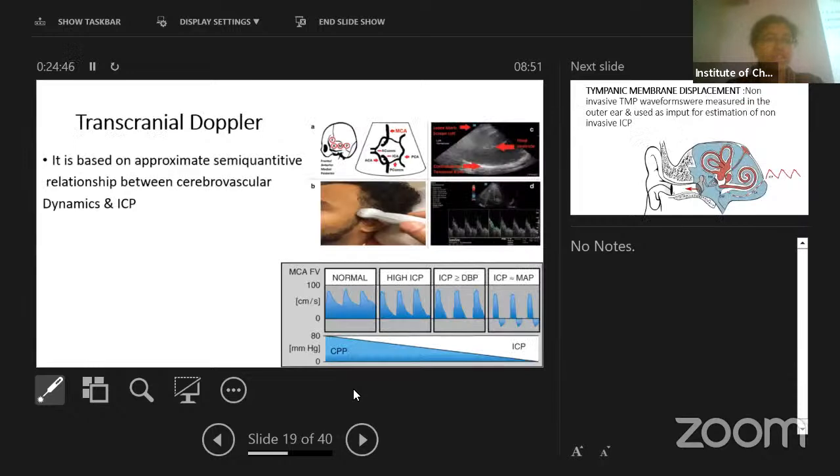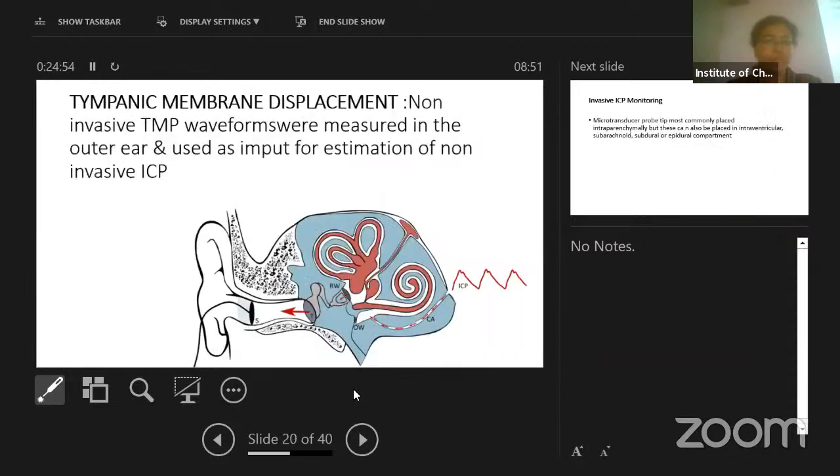This is a transcranial Doppler. It is based on an approximate semi-quantitative relationship between the cerebrovascular dynamics and ICP. This is a tympanic membrane displacement. Non-invasive tympanic membrane waveforms were measured in the outer ear and used as input for estimation of the non-invasive ICP.